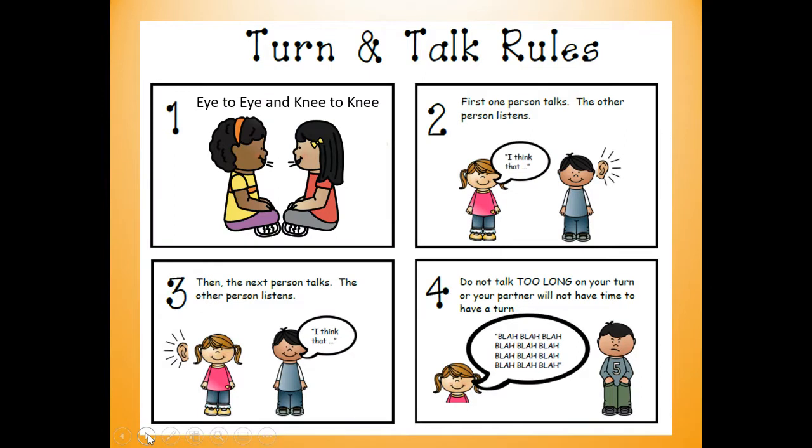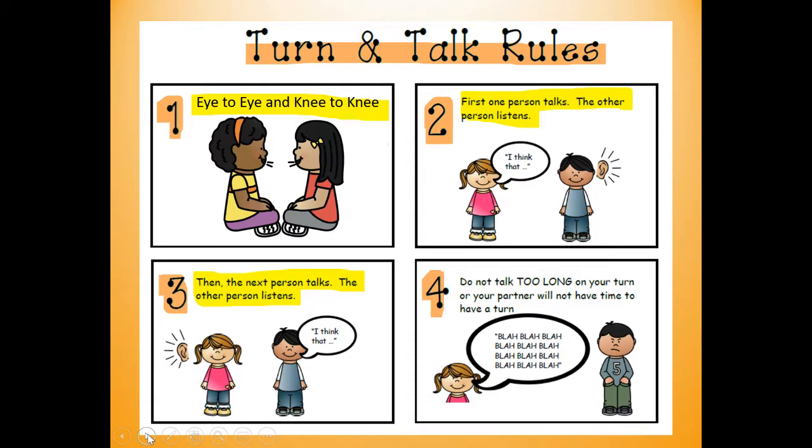So let's review our turn and talk rules if you have a partner at home, or if I'm your virtual partner. Turn and talk rules. Number 1, if you have a partner, make sure you're looking at them and facing them eye to eye and knee to knee. Number 2, first one person talks, the other person listens. So if I'm your partner, make sure you listen to what I say and the sentence stems and the questions that I give you. And number 3, the next person talks and the other person listens.